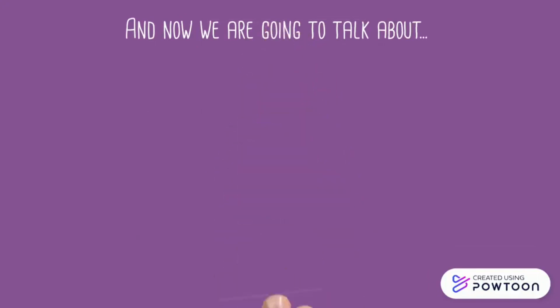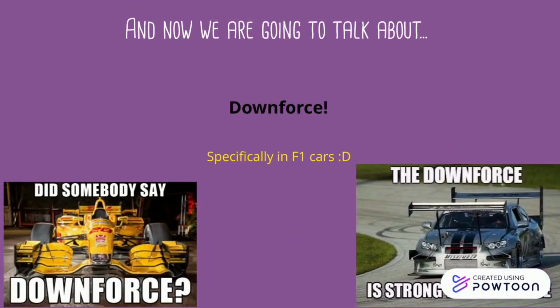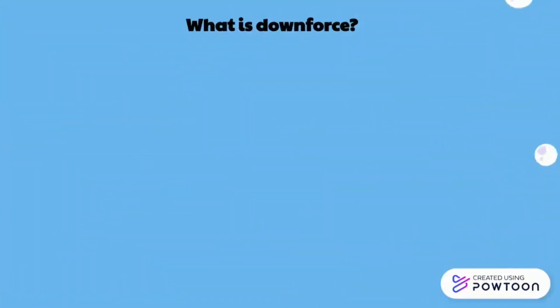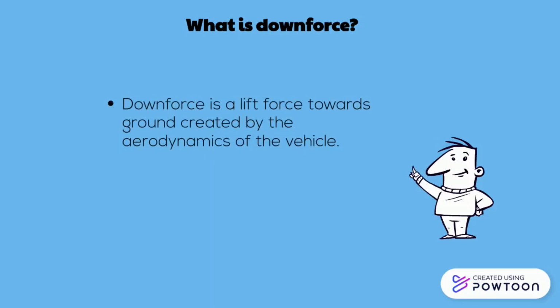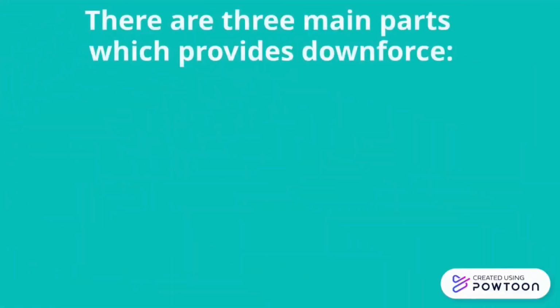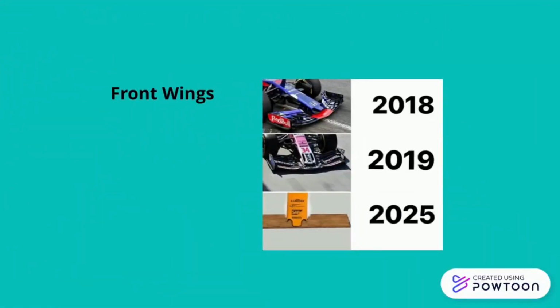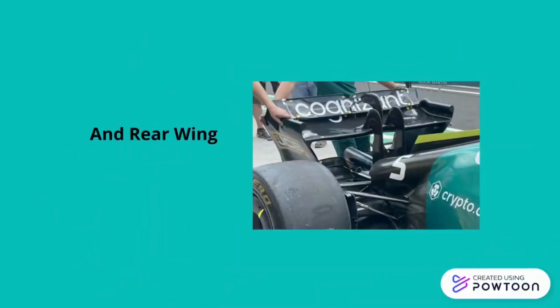We are going to talk about downforce, specifically in F1 cars. So, what is downforce? Downforce is a lift force towards the ground created by the aerodynamics of the vehicle. It can improve the grip of the car and provide higher speed when turning. There are three main parts which provide downforce: front wing, floor, and rear wing.